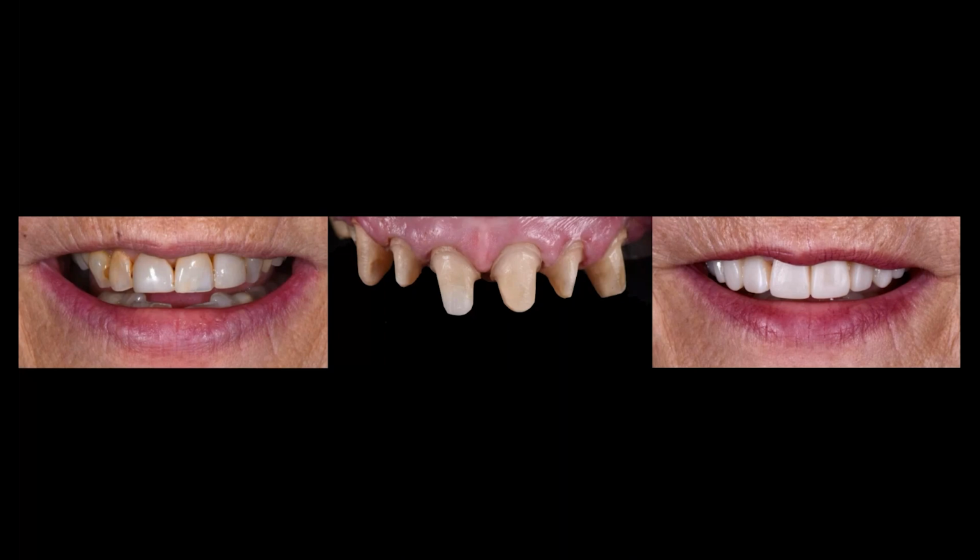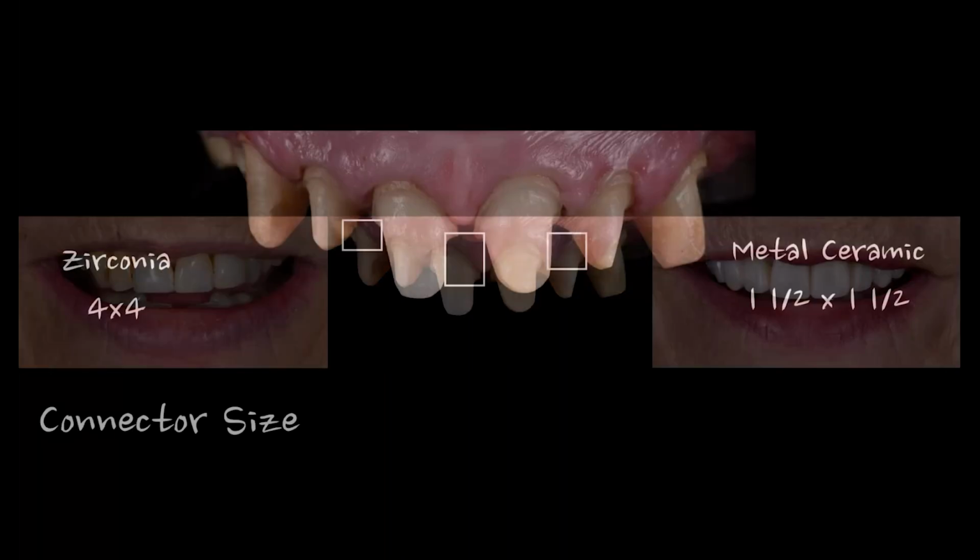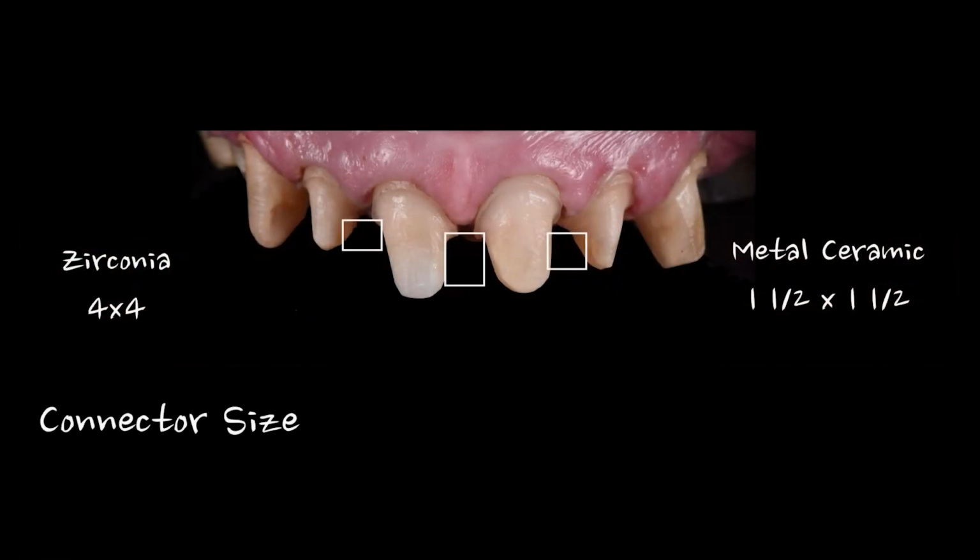You can see the wax up was placed in the mouth after the preparations were done. And we kind of like this display. We lengthened the centrals a little tiny bit, created a little bit more of an arc happening there. Right away, when I looked at the preparations, it started to drive the material selection.